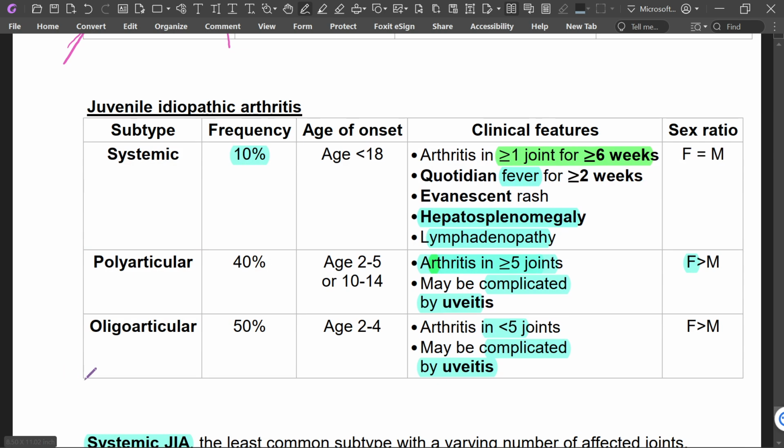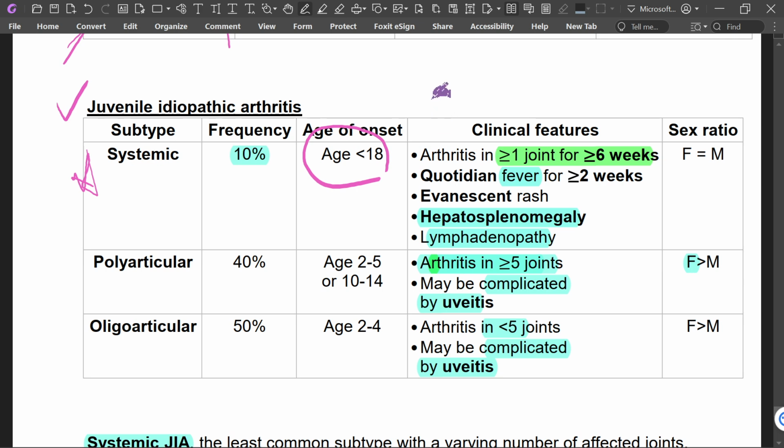If I am talking about the JIAs, I have to divide it mainly into three parts: systemic JIA, polyarticular JIA, and oligoarticular JIA. I have seen multiple patients with JIA and treated them in the pediatric rheumatology department. In systemic JIA, frequency is 10% and age of onset is less than 18.